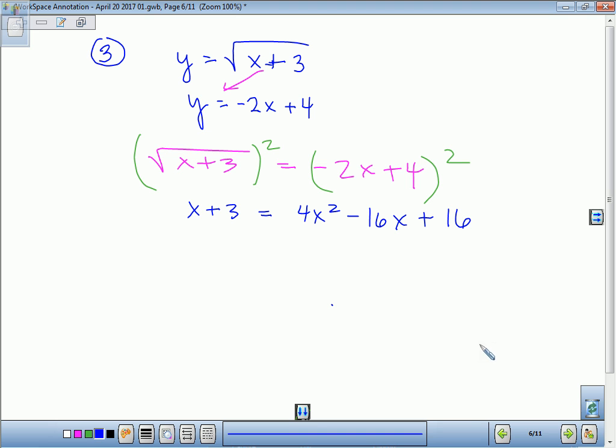Okay, and now it's a quadratic. So what does it have to equal? 0. So I'm going to take this little bit and move it over there with all that. And so when I subtract an x, now I have negative 17 x's. And when I subtract 3, I have positive 13.